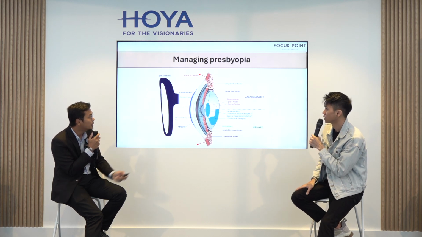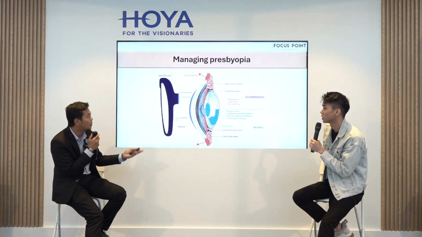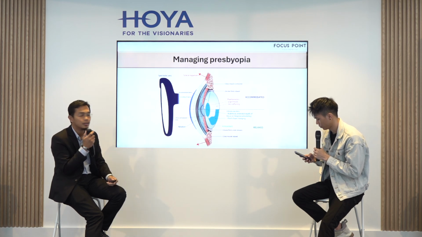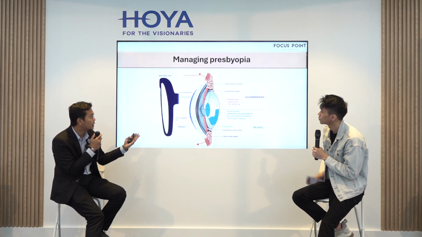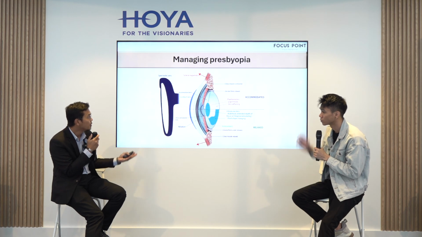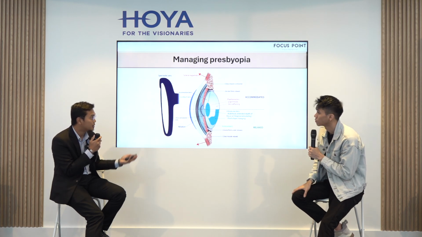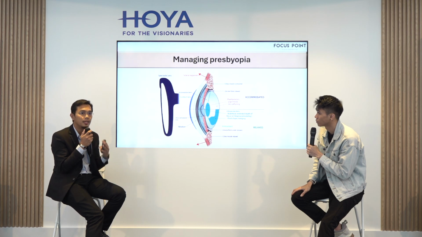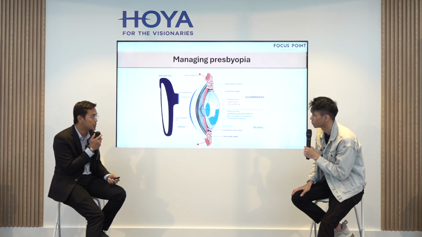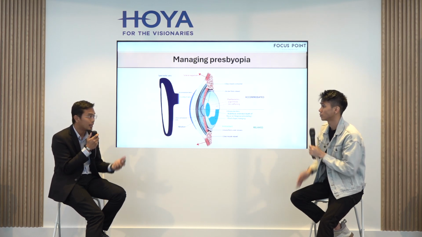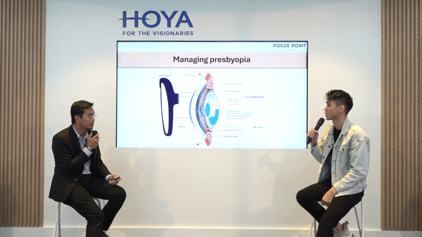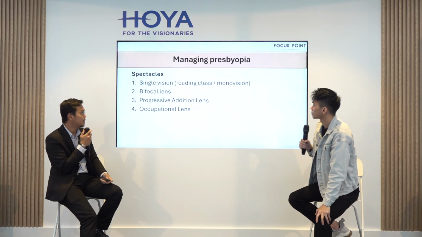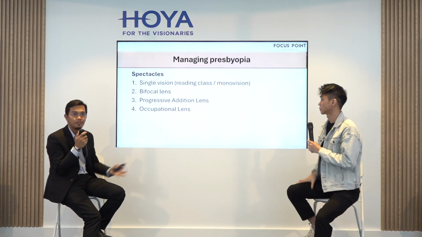I see. And another option that you can do is surgical. Surgical can be like LASIK for presbyopia, or corneal inlay and so on. I will not touch on that because in Focus Point we only cover optical intervention. So we cover contact lenses and spectacles. Okay. First things first, we go to the spectacles option. We have 4 options for spectacles.